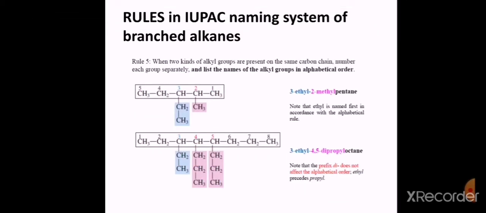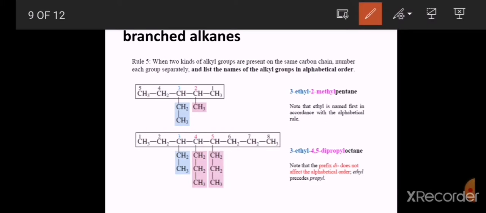Okay, rule number 5. When two kinds of alkyls are present on the same carbon atom, you have to number each group separately and list the names of alkyl groups in alphabetical order. So this time, magkaiba naman ang identity ng alkyl group natin. Tapos naka-attach siya sa magkaibang number ng carbon atom.